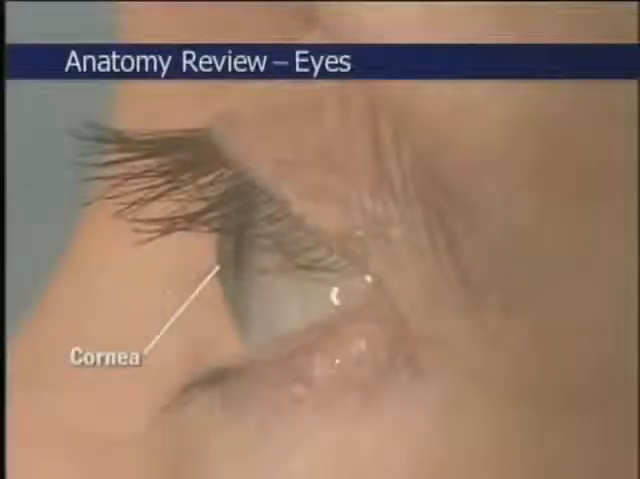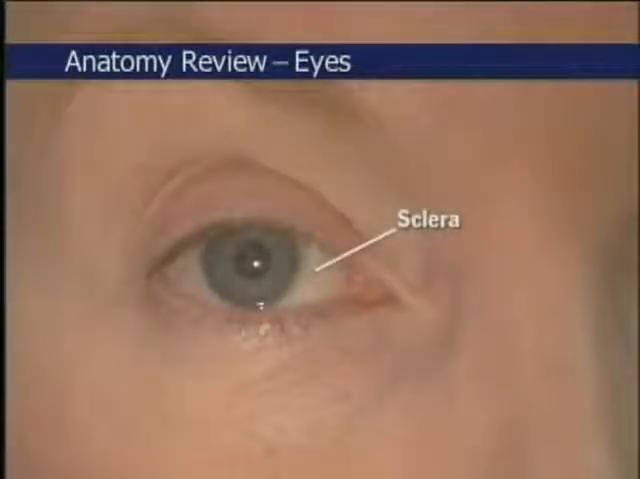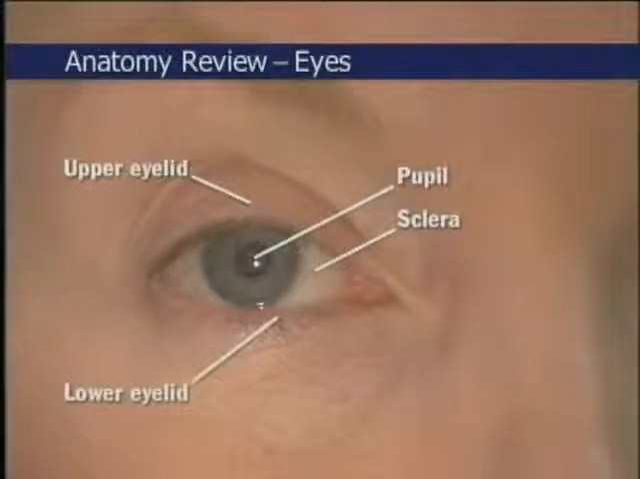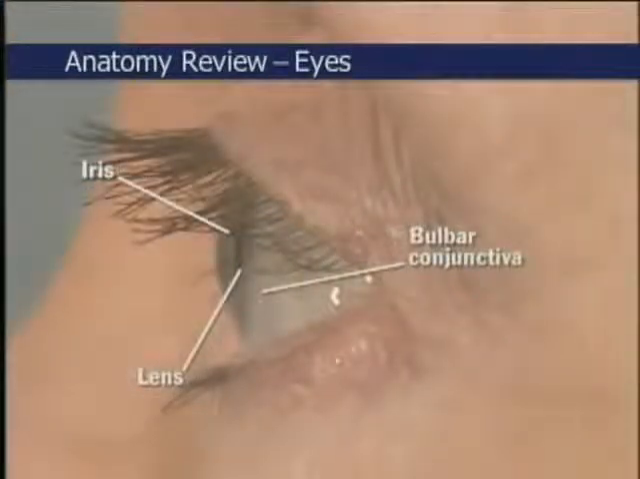The cornea is the transparent anterior portion of the outer covering of the eye. External structures of the eyes also include the sclera, pupil, upper and lower eyelids, medial and lateral canthi, and eyebrow. Behind the cornea lie the lens and iris.